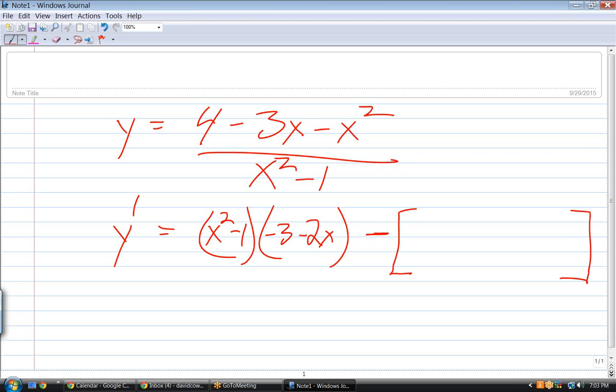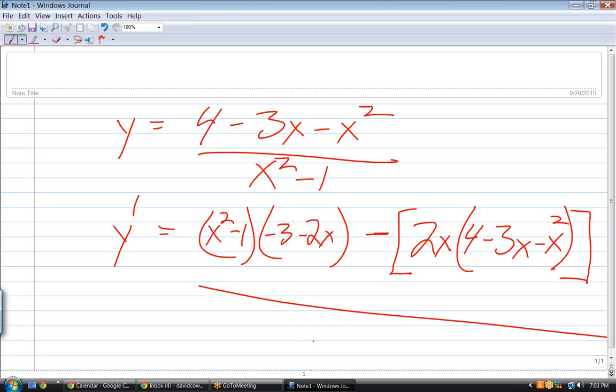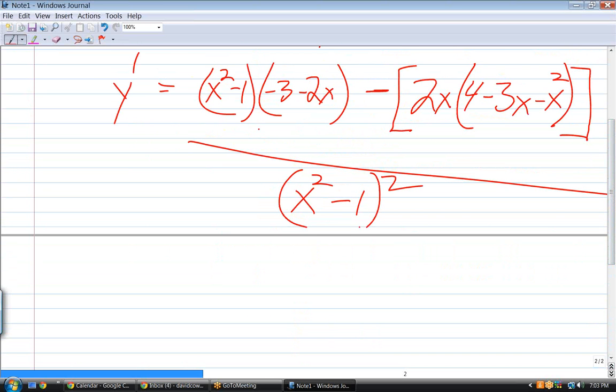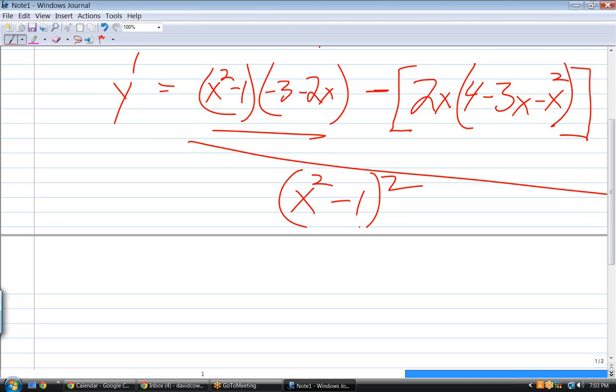So the derivative of the bottom is what? 2x. Times the top. All over the bottom squared. And the best way to do the bottom squared is just like that. Okay? Now, there's definitely some simplification that needs done. Let's FOIL those two and see what we get.